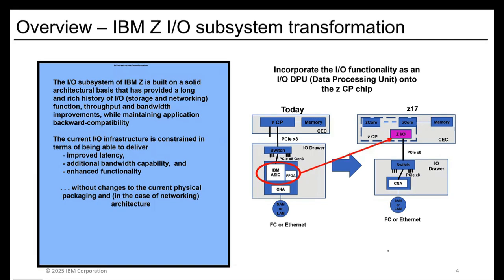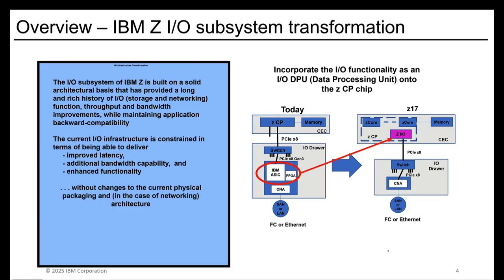So let's start by talking about the problem. Why are we here? What happened, and why did we have an I/O system transformation? Why was that necessary? For years, the I/O subsystem of IBM Z has been built on solid architecture. Some of you might remember it as channel architecture or CCWs, but it has a rich history of storage and networking I/O functionality, throughput, and bandwidth improvements, with intelligent solutions that provided creative solutions for System Z.